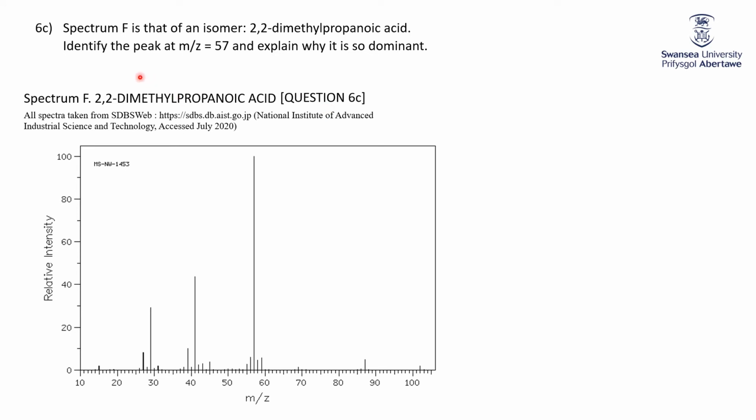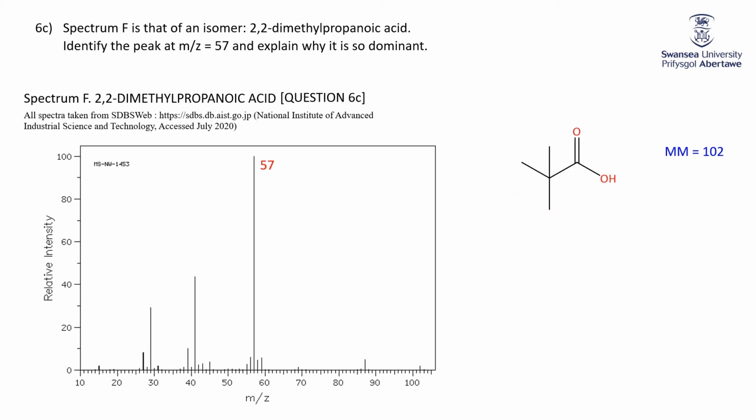Now, spectrum F is of an isomer, 2,2-dimethylpropanoic acid. Identify the peak at 57. Explain why it is so dominant. So there's the peak at 57. There's the molecule that we're looking at. And remember, 57 stands for a C4H9. Does anything out here leap out at you as being a C4H9? And the answer is right there.